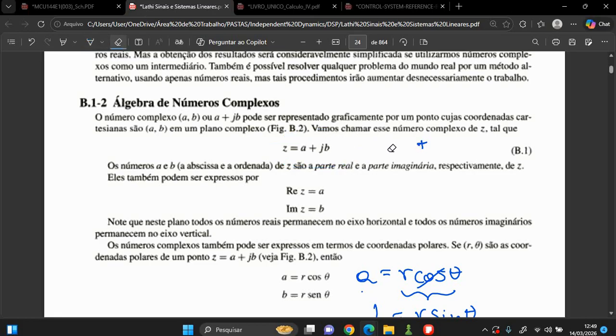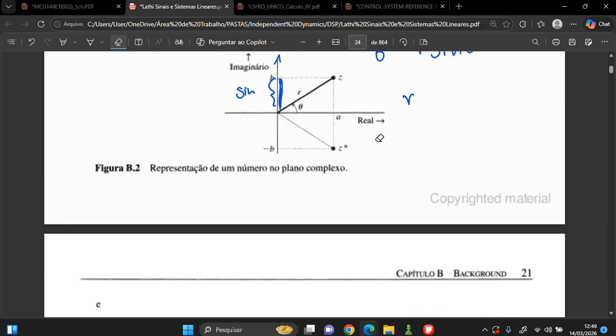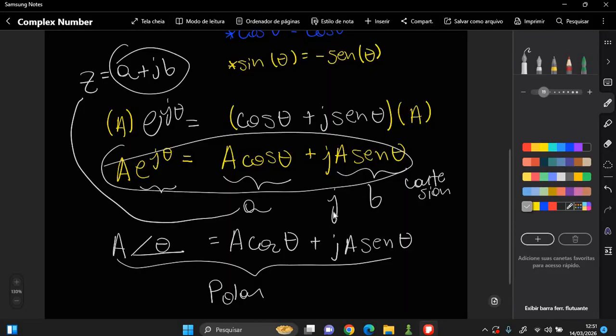Okay? For now, I think that is enough. In the next video, we will write sine and cosine in the exponential forms.